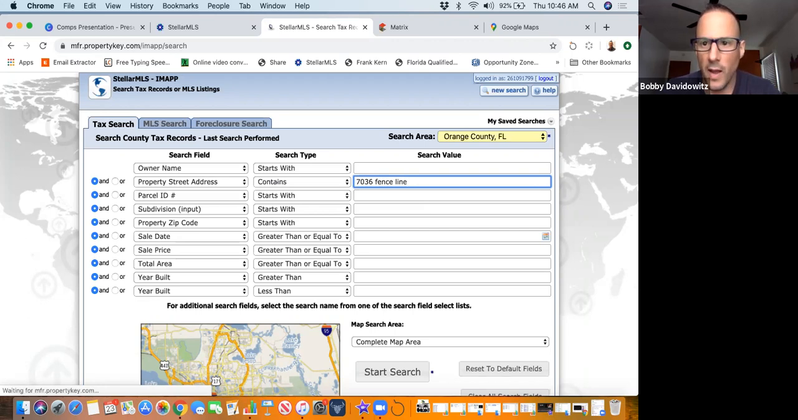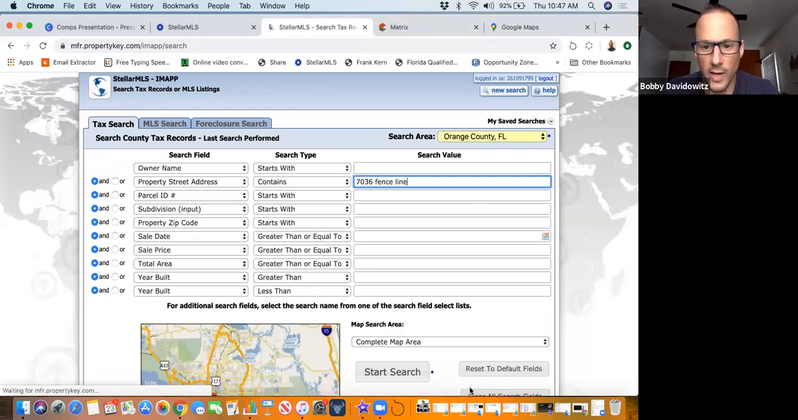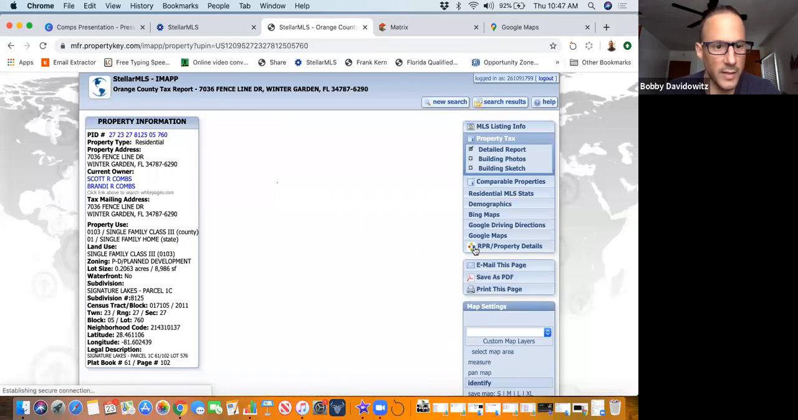Am I correct, Marissa, that he put 7036 fence line? Was that the address? Do I have the right address? Yeah, I got it. He put it as 1 word though. He did. Yeah, I know, but I tried it as 1 word and it got kicked back to me. So there it is.